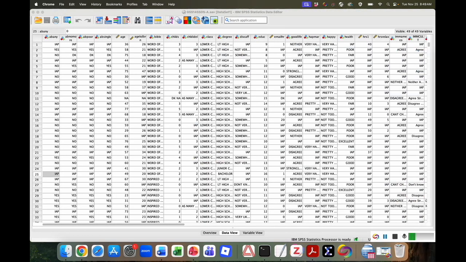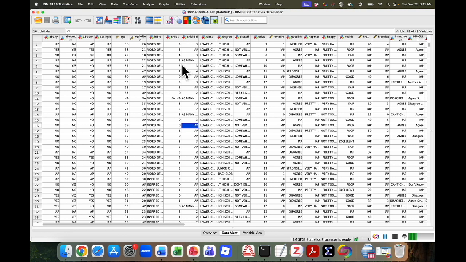So let's talk correlations first. When we have correlations, we have two measures that are either interval or ratio, or one of each. This does not work with the categorical variable. What we're going to do is look at the relationship between them, how they covary.